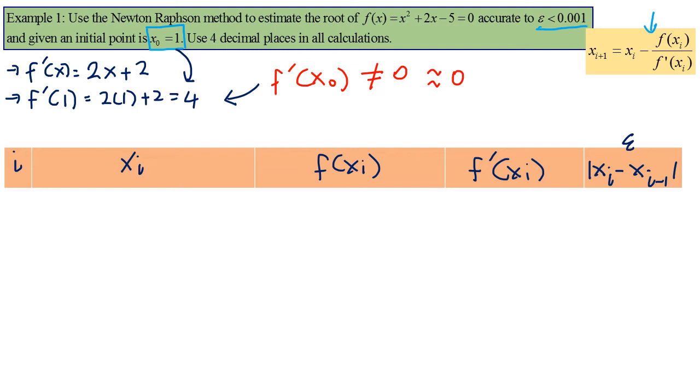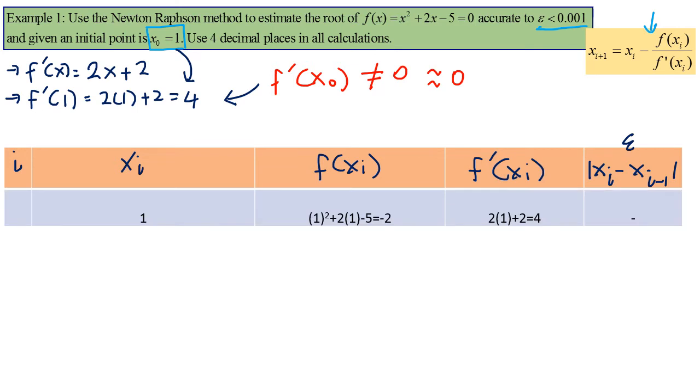So now the first point, iteration 0, is x0 equals 1, because we have in the question that x0 is equal to 1. So now substitute 1 into f(x) given in the question, and you will get the value -2.